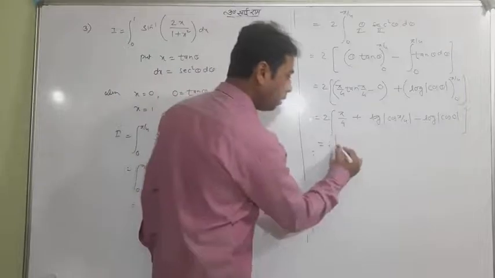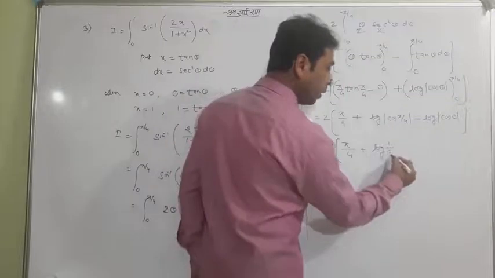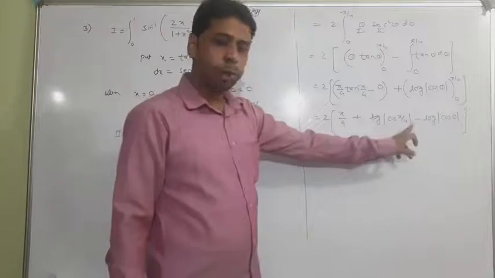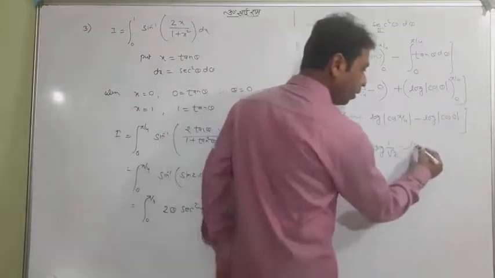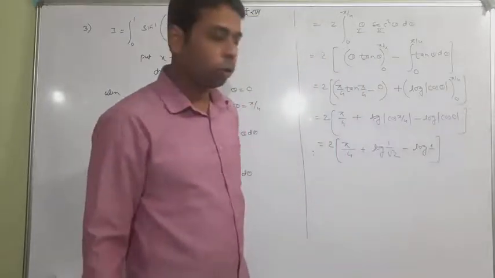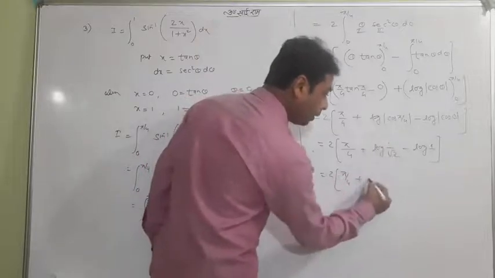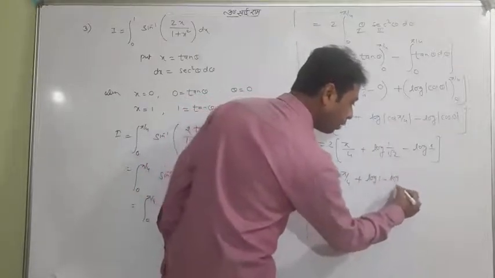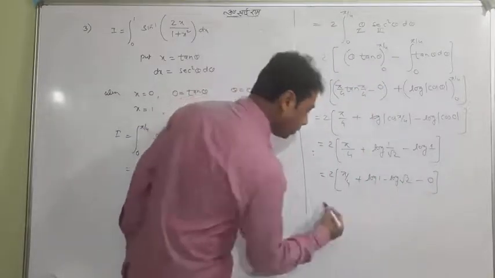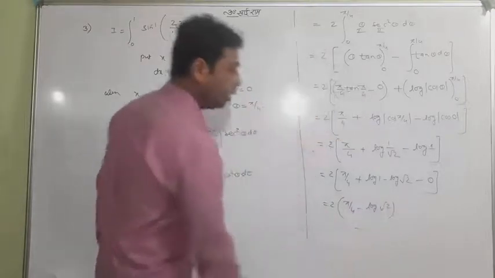Now students, what will happen? Pi by 4 plus log cos pi by 4, which is 1 by root 2. You know that I don't want to use a mod because it is already a positive value, and log cos 0 is 1. Again, no need to use a mod. Again, I tell you one thing: log m upon n is log m minus log n, and you know log 1 is 0, you must know. So log 1 is 0, so your answer is pi by 4 log root 2, and this is the end of the answer.